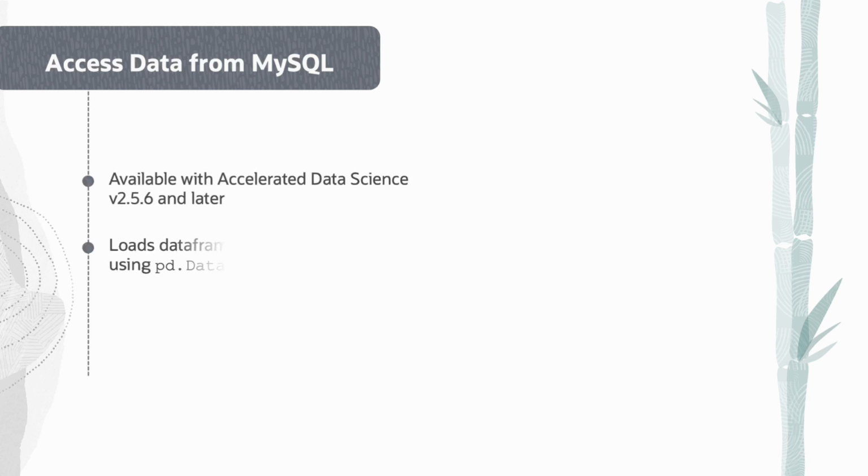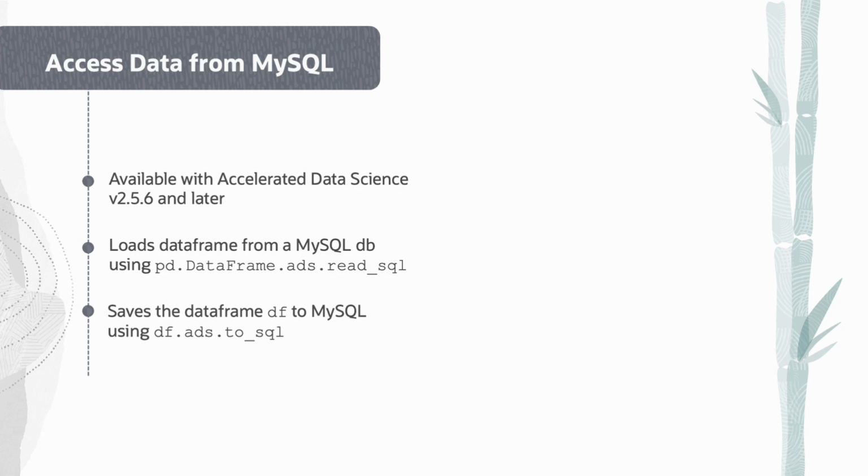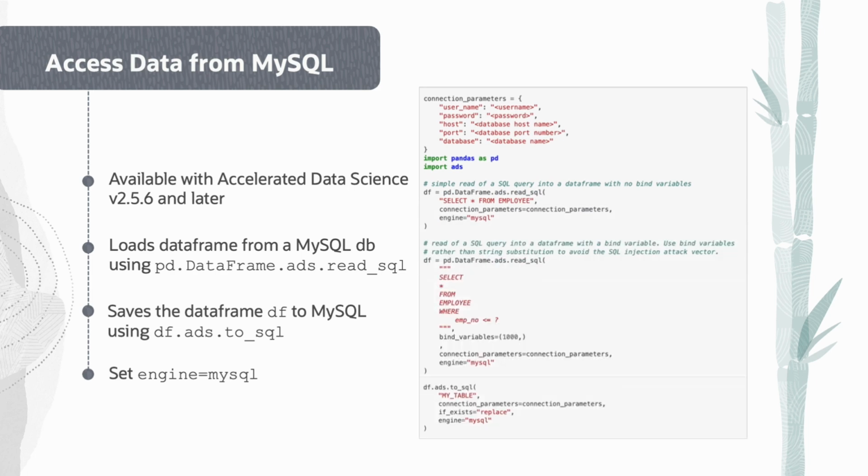Again, to access the data from MySQL, you can follow the same steps as earlier, but you must remember to set the engine as MySQL. And keep in mind, this is also available with Accelerated Data Science version 2.5.6 or later. You can save the data frame to MySQL using the ADS to SQL function, defining the engine as MySQL, as shown here.